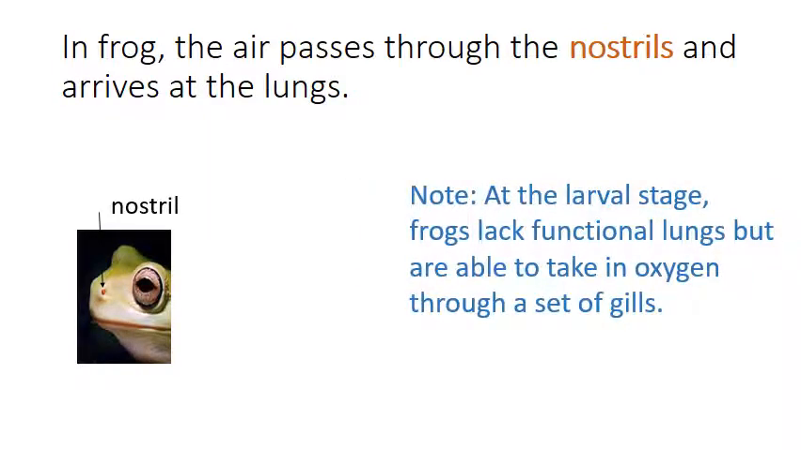Notice that in the frog, the air passes through the nostrils and arrives at the lungs. An important note to be mentioned is that at the larval stage, frogs lack functional lungs, but they are able to take in oxygen through a set of gills.